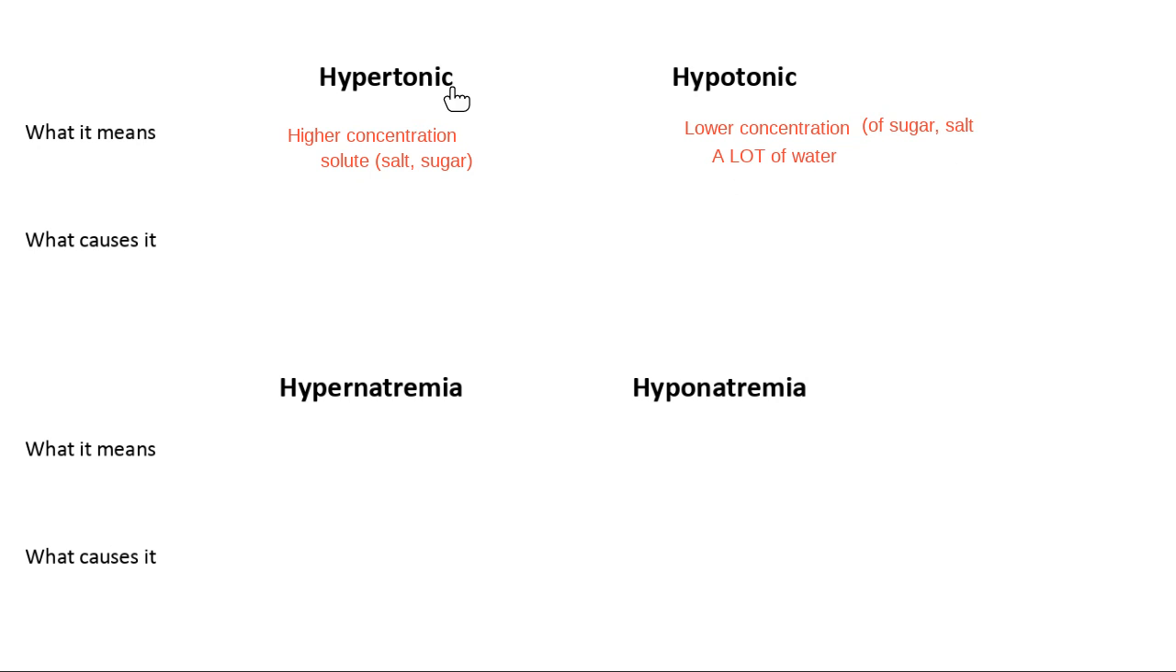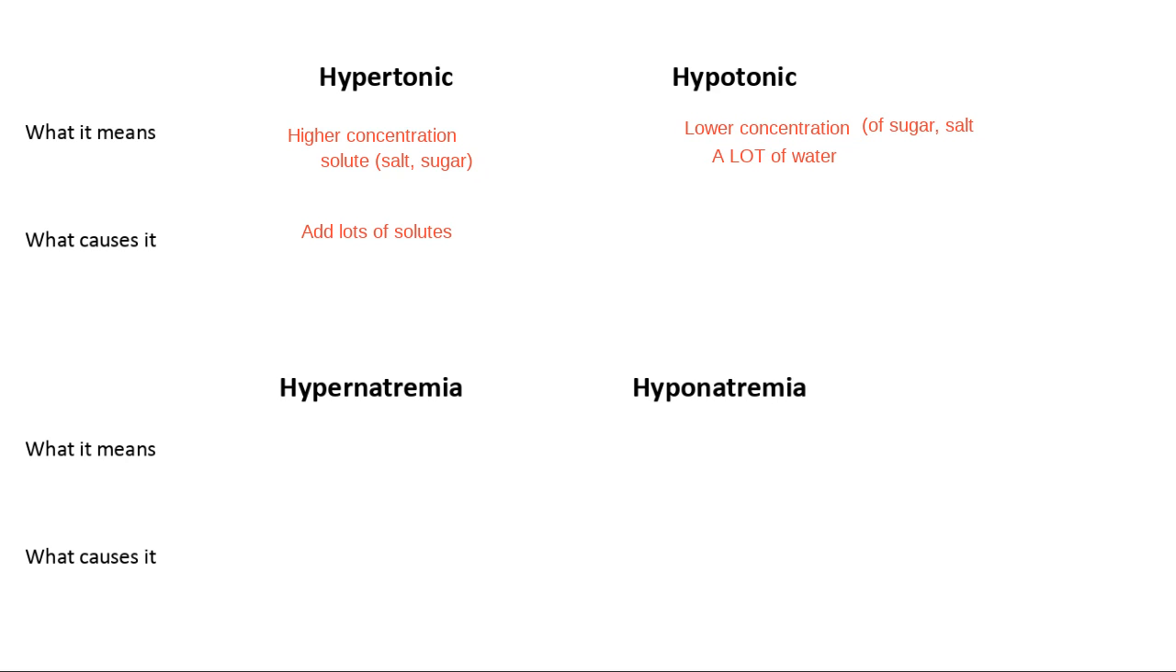Hypertonic, same thing. This tonic word means we're looking at those solutes. I have a lot of them. When we talk about a hypertonic solution that has a lot of stuff dissolved in it, the easiest way for me to make a hypertonic solution is to add lots of solutes. The easiest way to make something hypertonic is just to keep adding solutes.